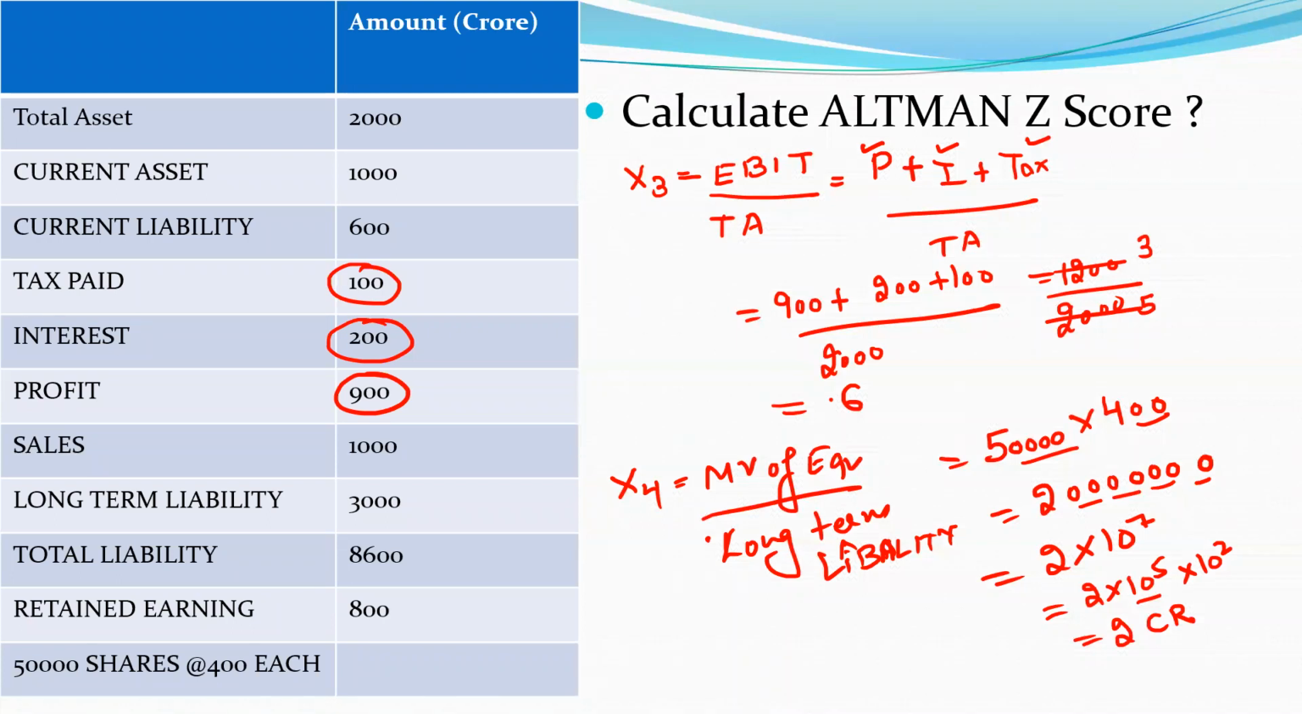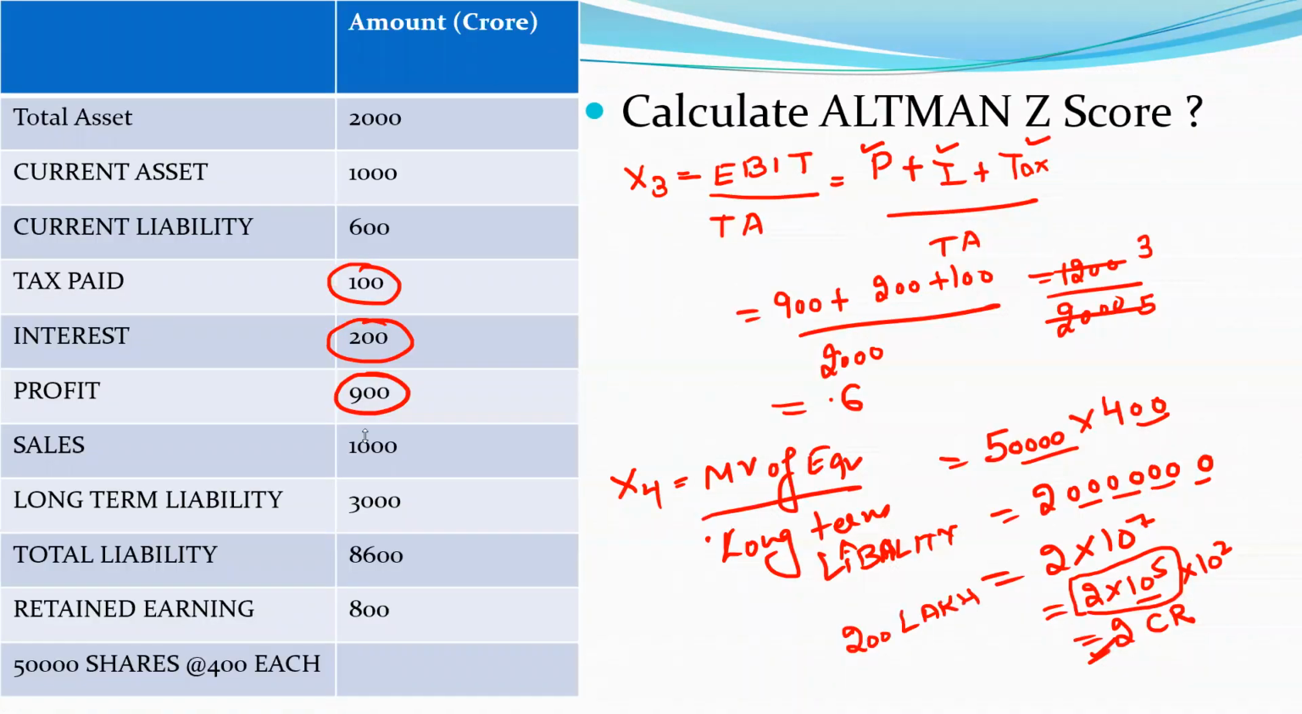Hope it is clear to all of you. 10 raised to power 5 is 1 lakh and 10 raised to power 2 is 100. So 2 into 10 raised to 5 is 2 lakh, with 2 more zeros it is 200 lakh, that is 2 crore. So x4 is equal to 2 crore upon long-term liability, that is 300 crore.